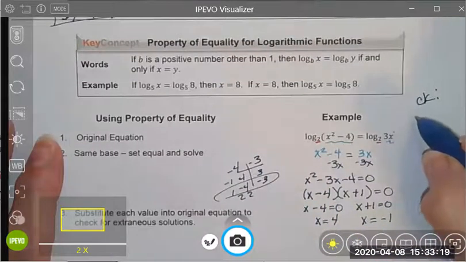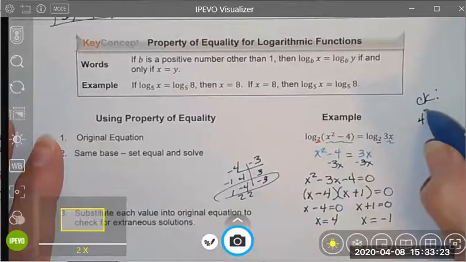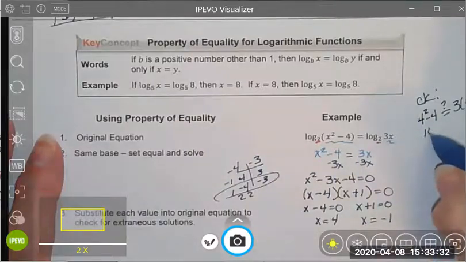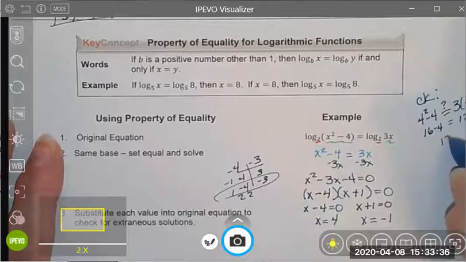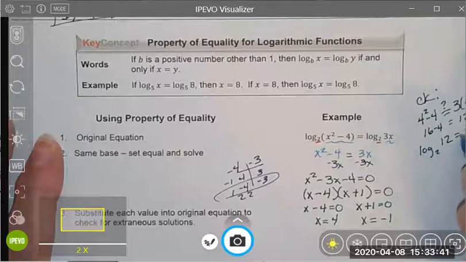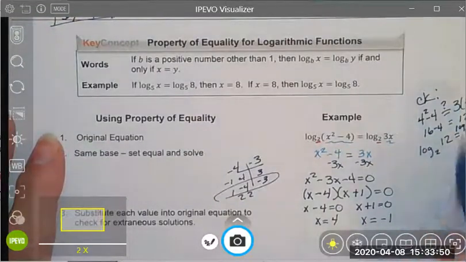So if I look at this first one, I'm going to substitute 4 in for x, 4 squared minus 4. And I'm going to check to see, is that going to be equal to 3 times 4? 4 squared is 16 minus 4. 3 times 4 is 12. And when I check these, I'm really taking the log base 2 of 12 on both sides, so I know that works. I was just too lazy to write log base 2 in front of all of my statements.